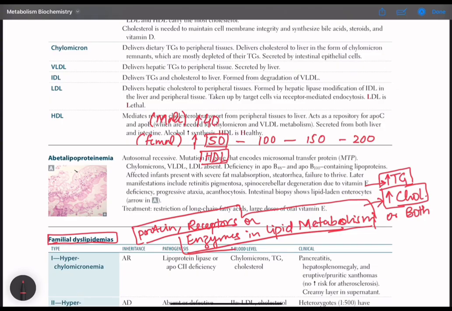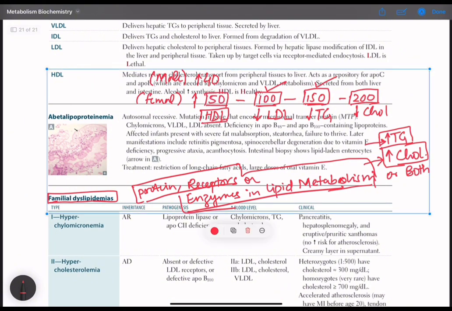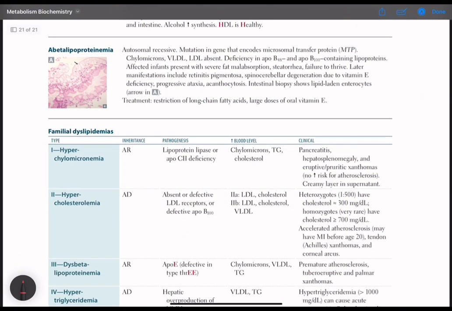Then we have LDL. The level of LDL should be lower than 100. Then we have triglycerides. The level of triglycerides should be lower than 150. In other words, the upper limit for triglycerides is 150, for LDL is 100, and for total body cholesterol it is 200. So the level of total cholesterol should be less than 200, and the minimum level of HDL is 50. So this was about the levels of different lipids in our body. Then let's come to the consequences of higher levels.